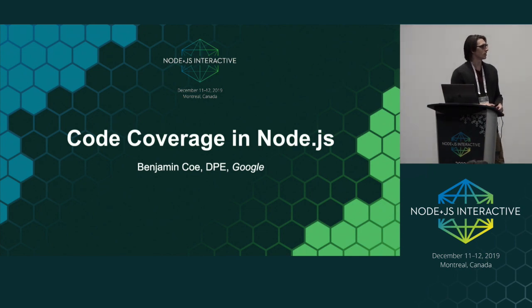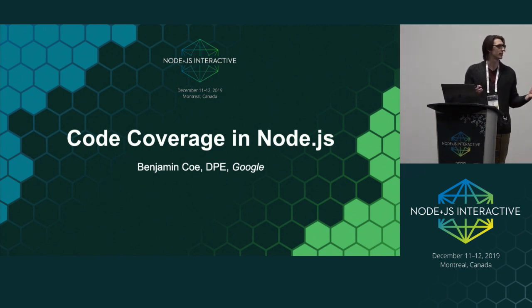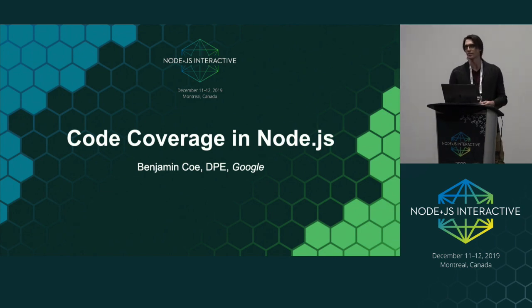My name is Benjamin Coe. I'm a DPE at Google, which stands for Developer Programs Engineer. This is basically what you get if you smash together a developer evangelist with an engineer. You get to do some talking like this, which is really fun, but you also spend a lot of time engineering, which I enjoy. So good for folks who enjoy both things.